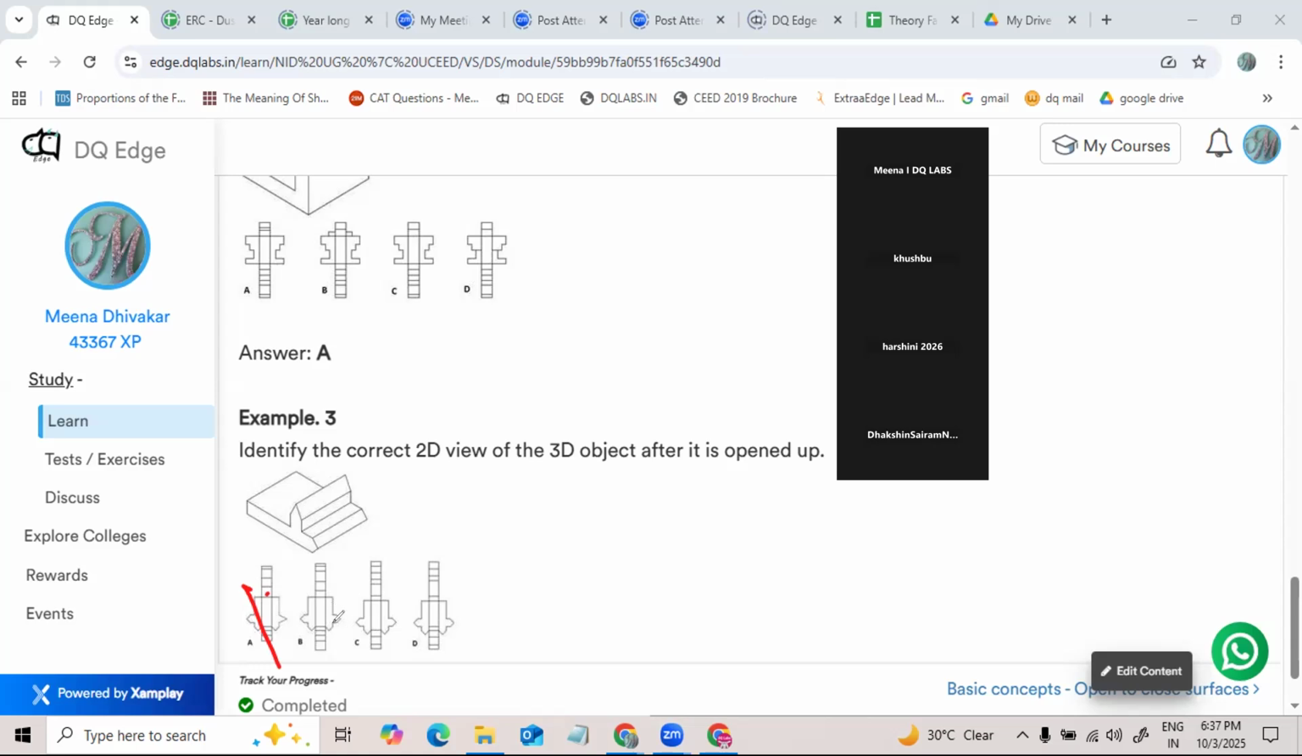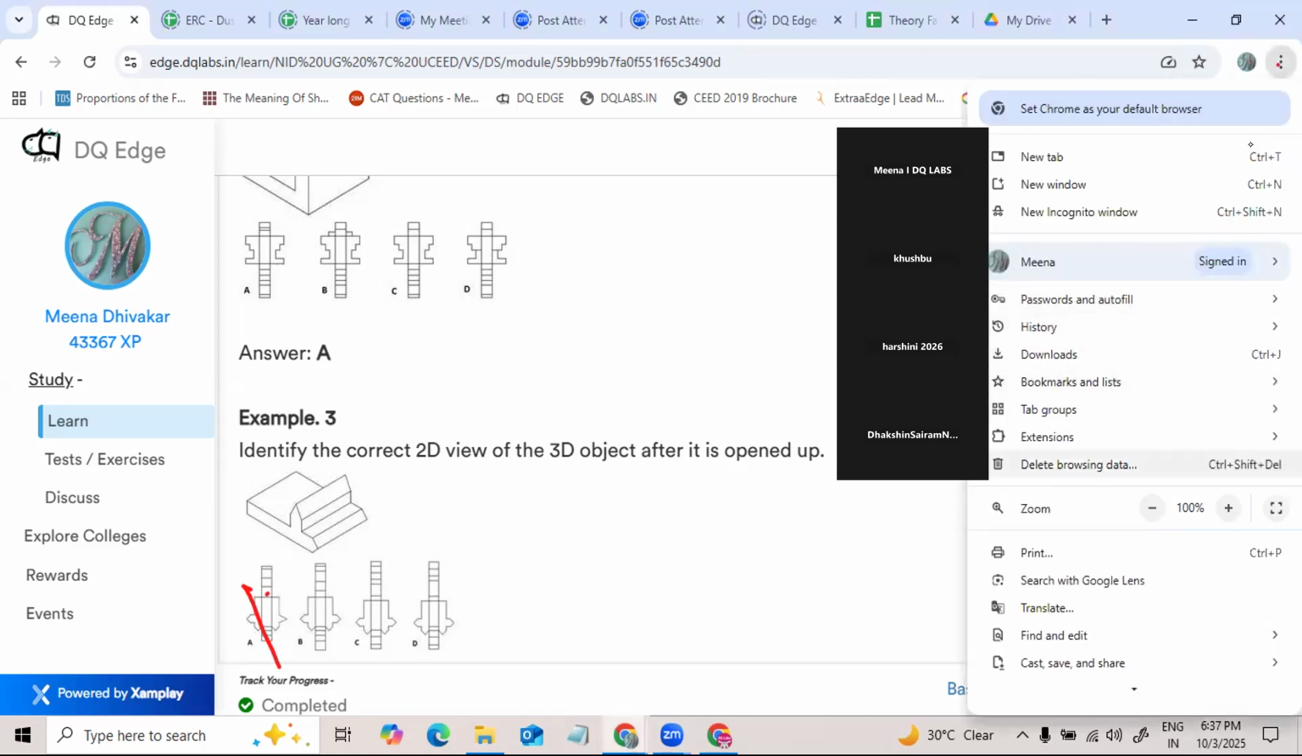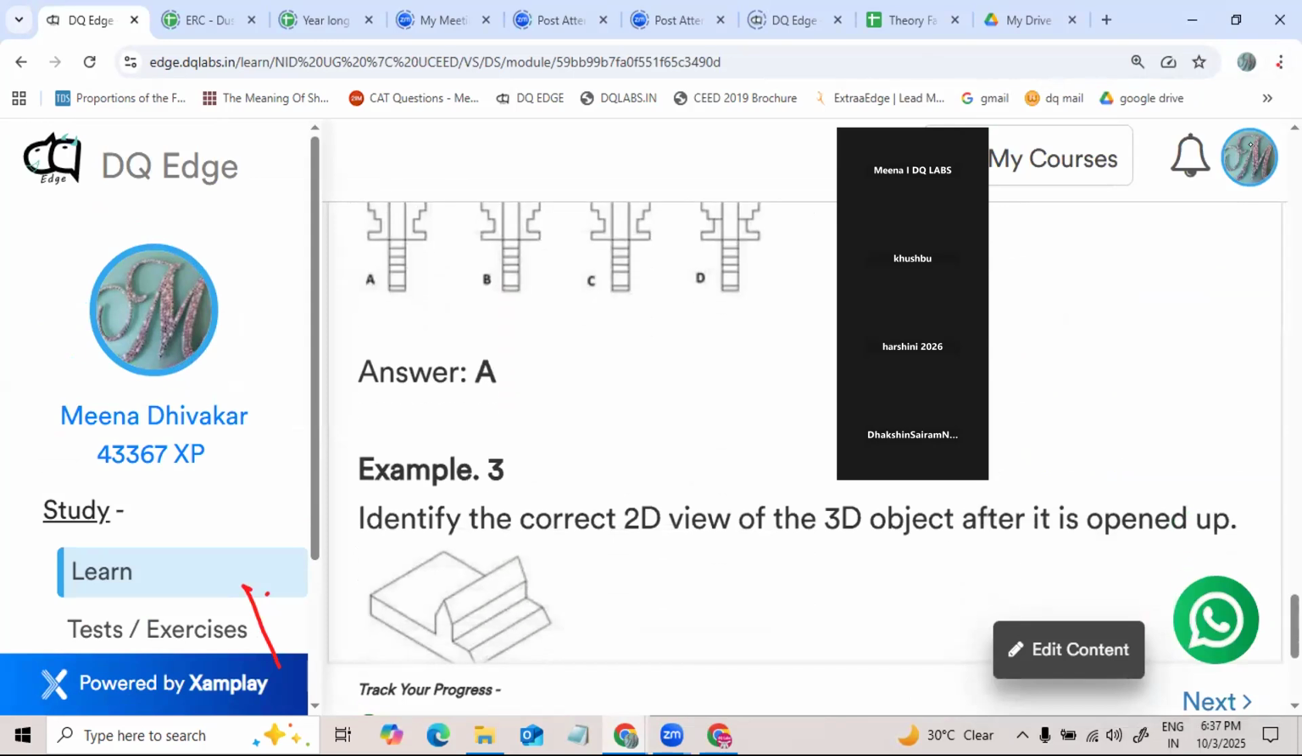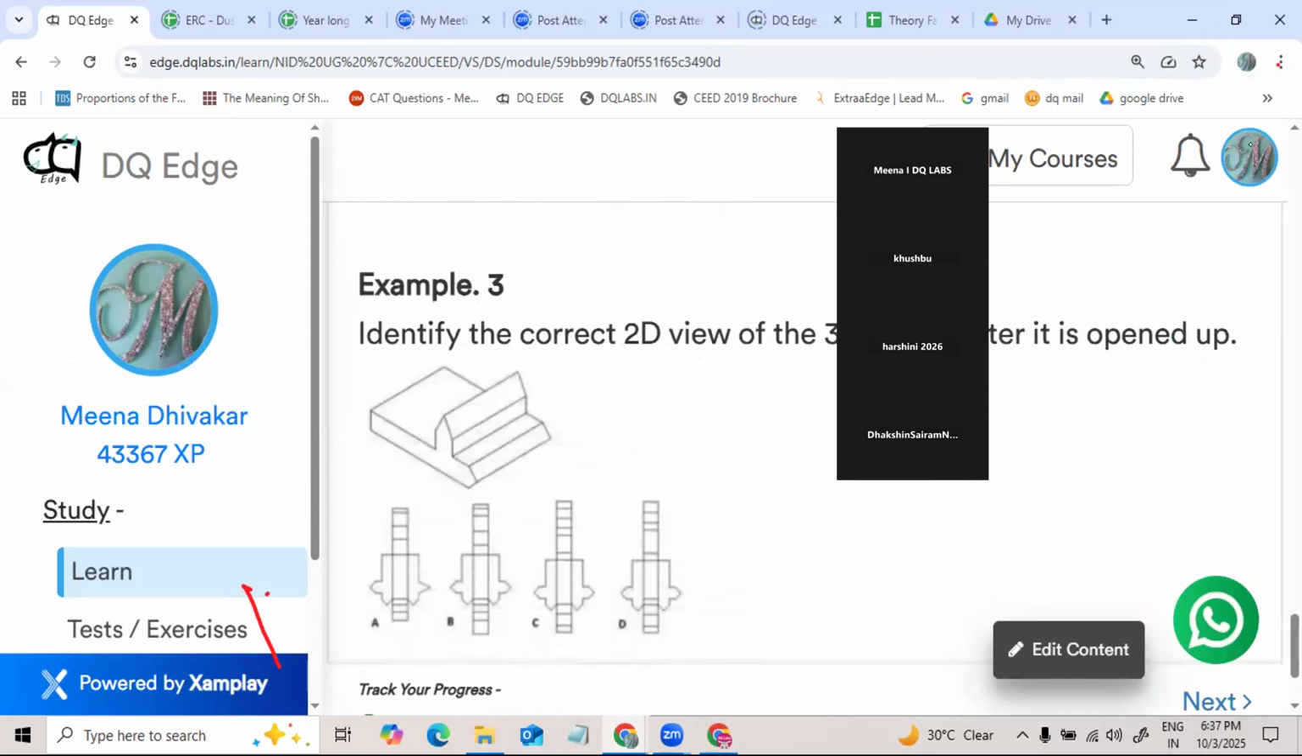Ma'am, can you just zoom in? It's not clear. Okay, I'll zoom in. Just a minute. Now is it fine? Yeah, now come to a conclusion. A is ruled out, that I agree. Why is A ruled out? Then why D? Why B? I thought one side is leaf, one side is straight.